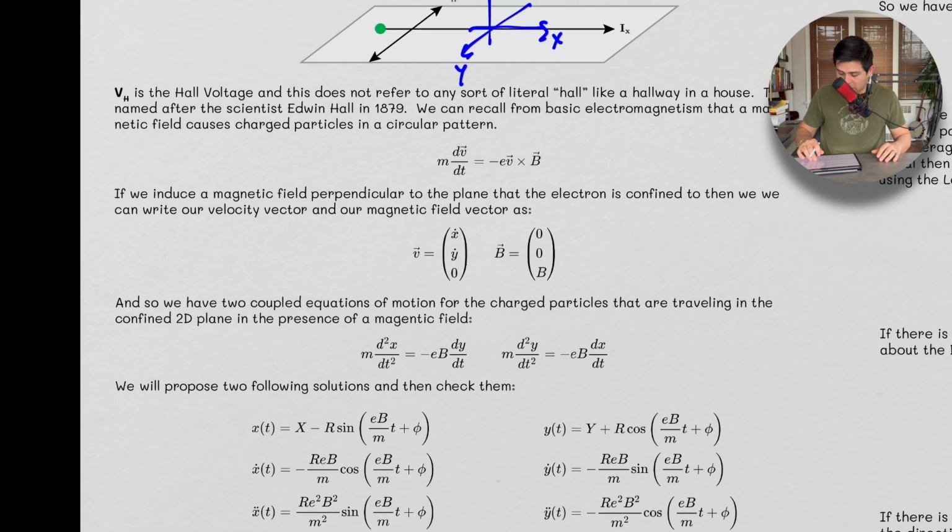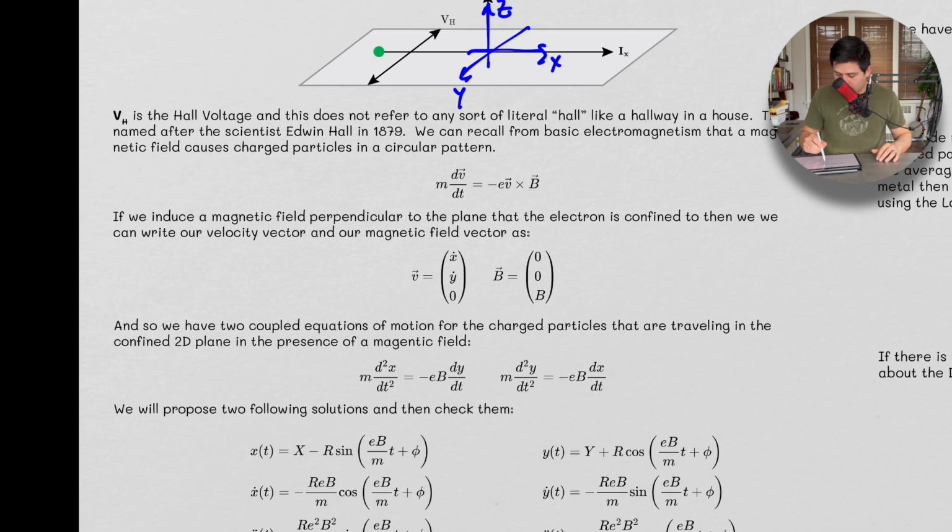So here's our setup, right? Our setup is the velocity of our particle is proportional to the applied magnetic field.